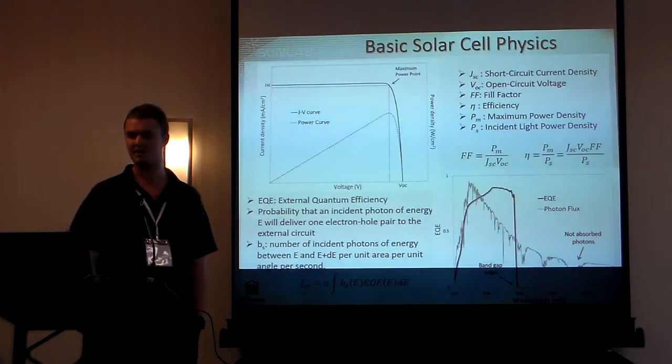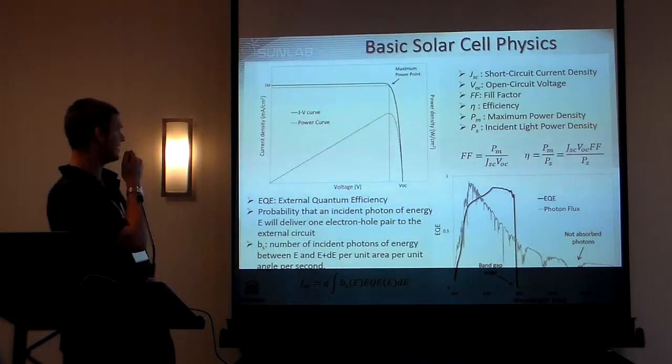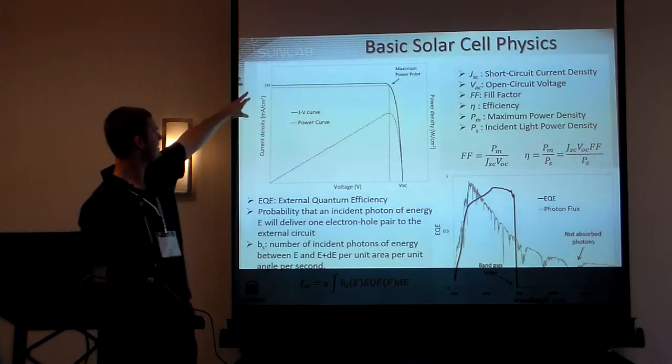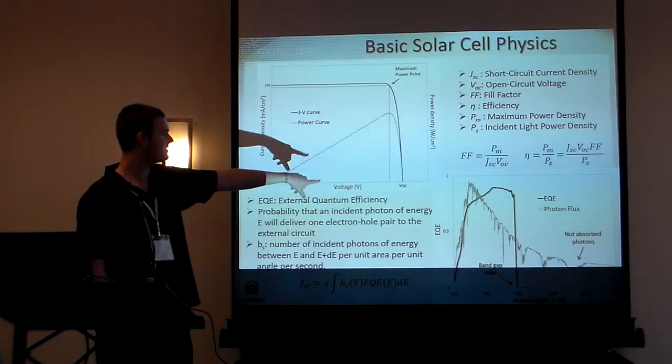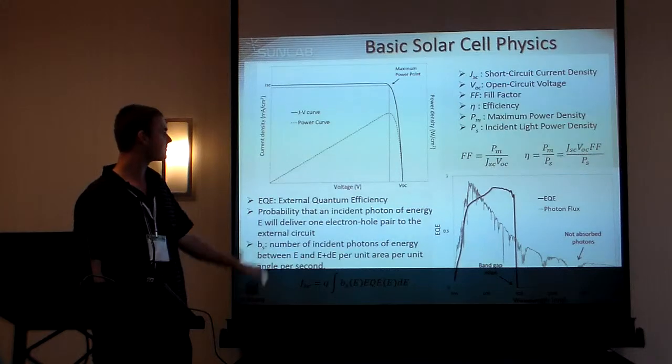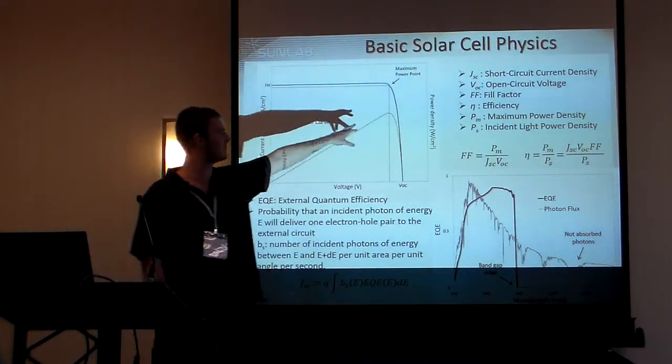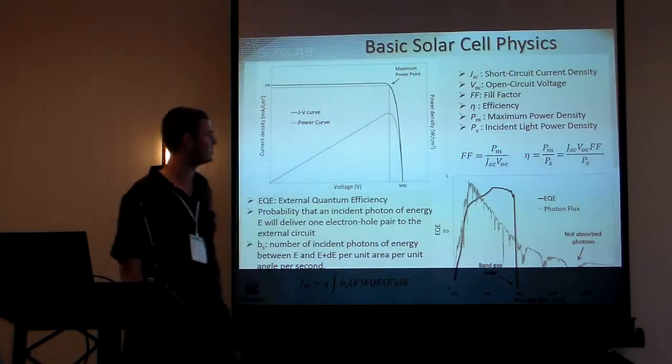So we can characterize our solar cell with its JV curve, so that's the JV curve, and its JV metrics. So we have the JSC, which is the short circuit current, the VOC, which is the open circuit voltage. Here we have the power curve, which is just the current times the voltage, and we have a maximum power point there, which is there on the JV curve.